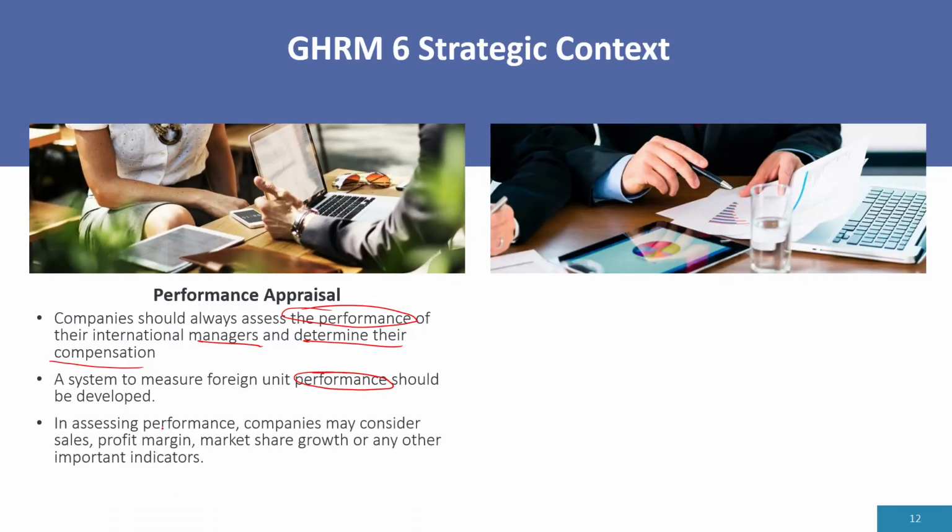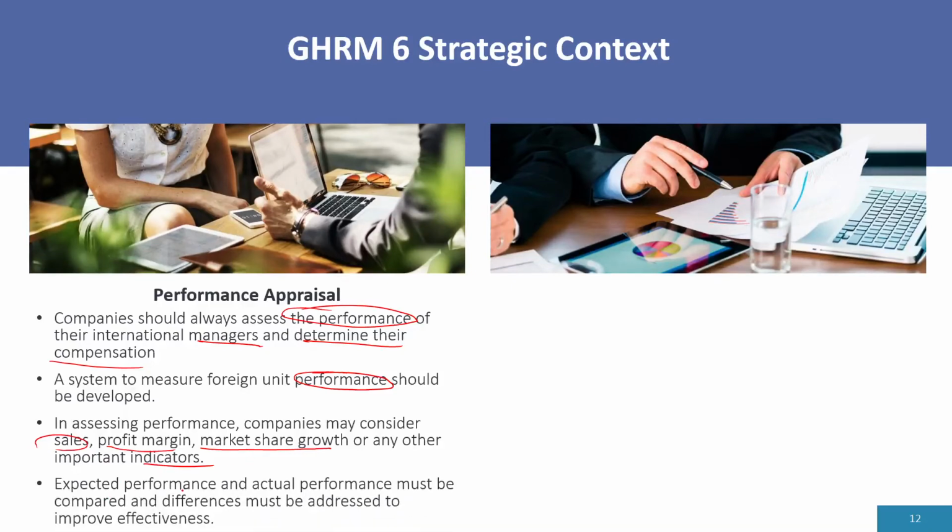So the performance could be like the sales, the profit margin, or the market share growth, or any other important indicators. The expected performance and actual performance must always be compared, because we cannot expect all the expected performance to come true. Some situations may make it difficult for the managers to perform in the other countries because it's a different country. So it needs to be always addressed to improve the effectiveness of the performance.